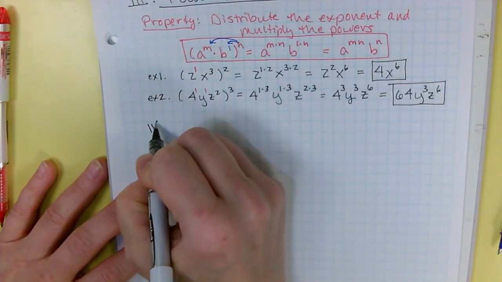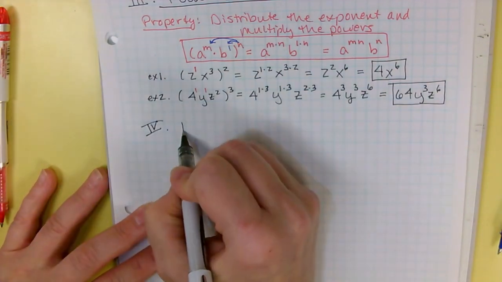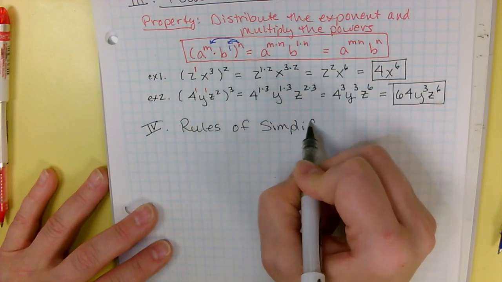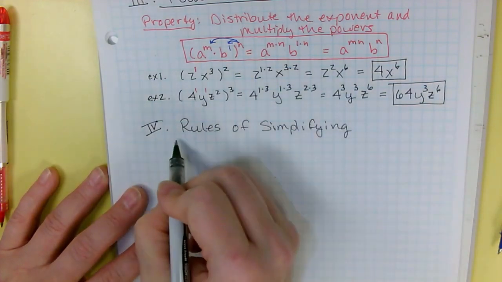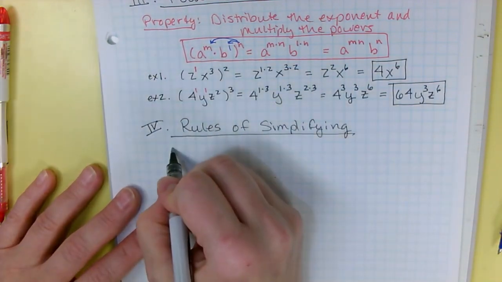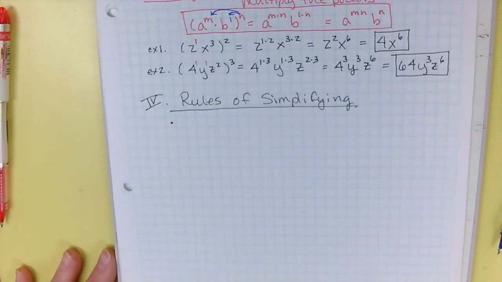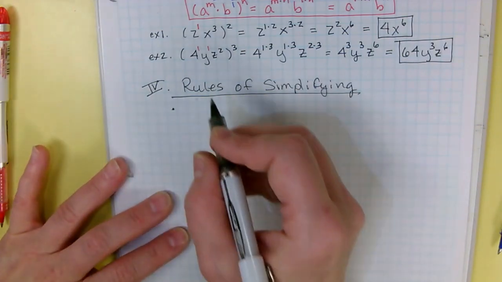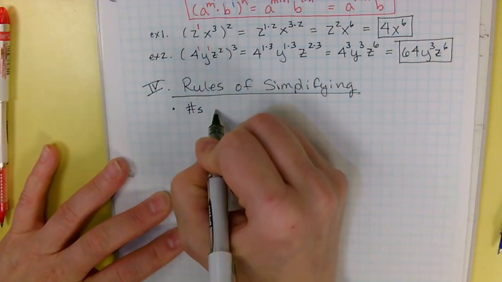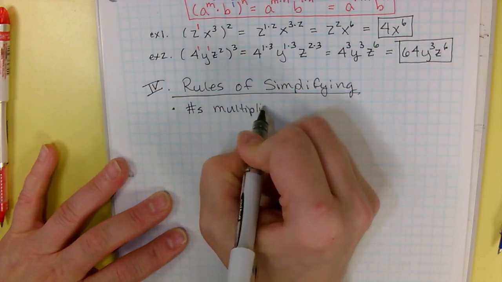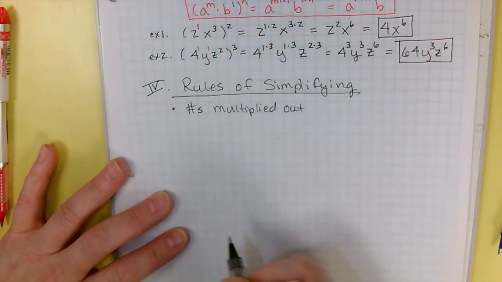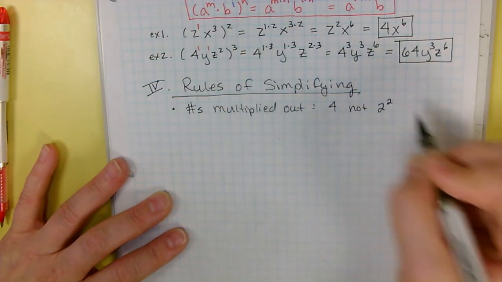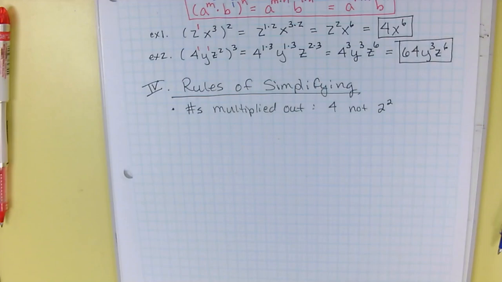Okay, so those are the 3 powers. Now we're going to go over the rules of simplifying, because you need to know when you're done simplifying. A lot of these I've already talked about, but we're going to write them down so you have somewhere to refer to. So first thing, numbers are multiplied out. So you're going to use the number 4, not 2 squared. So numbers are multiplied out.